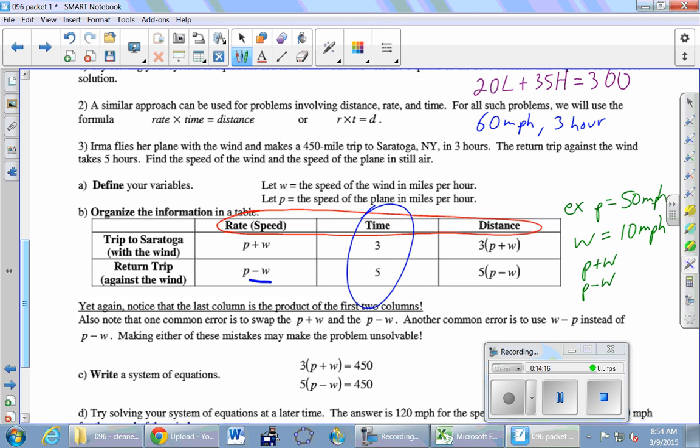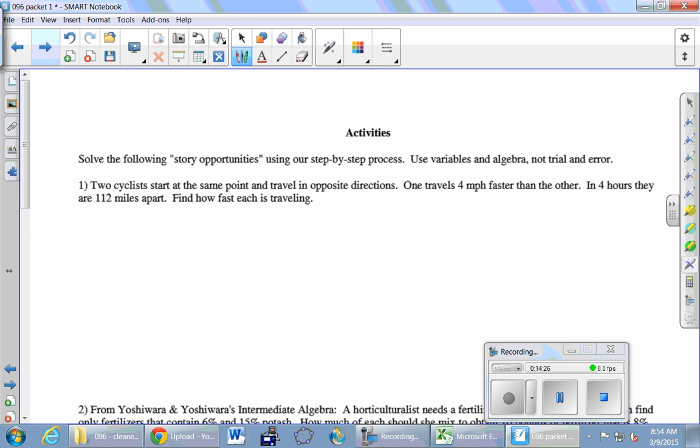Okay, yeah, so we said P minus W and not W minus P. It's always the plane minus the wind. All right? Okay, activities start on the next page. Just like yesterday, you're going to have a ton of word problems to do today. So let's see if we can get through all the activities and all of the even more practice. And raise a flag if you get stuck.